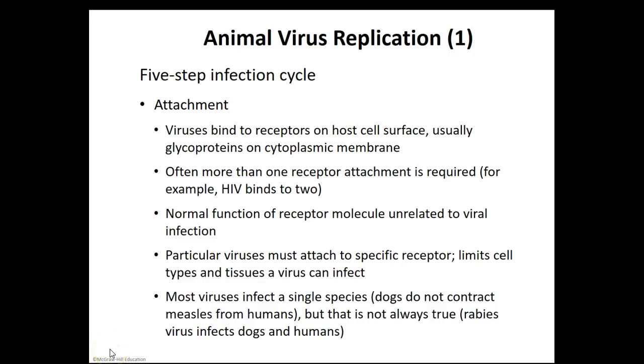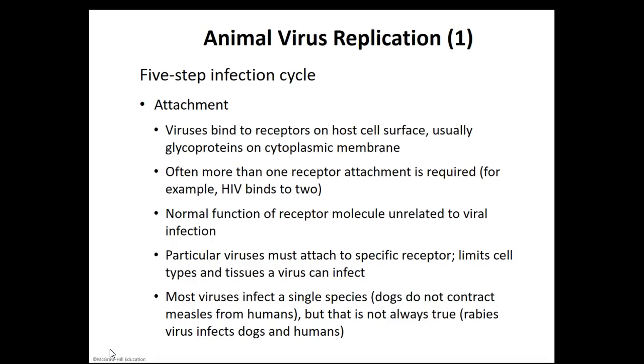In this video, we'll begin the discussion involving animal virus replication. Animal virus replication is a five-step process, typically. It is broken up into the 5 steps of attachment, also known as adsorption, penetration and encoding, followed by synthesis, followed by assembly and maturation, and then finally release.